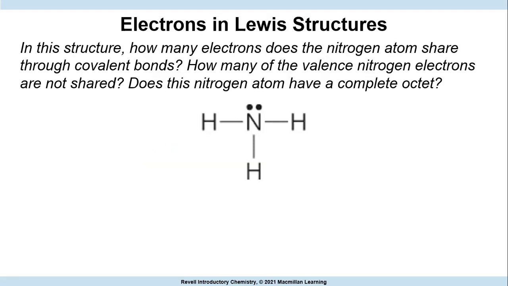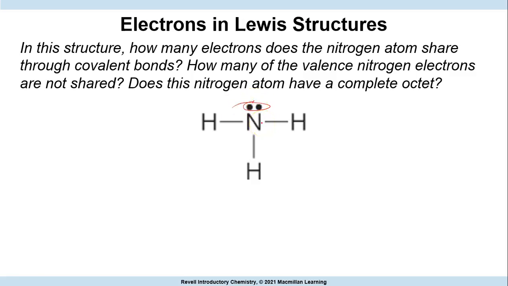Now, let's look at this question. In this structure, how many electrons does the nitrogen atom share through covalent bonds? How many of the valence nitrogen electrons are not shared? And does this nitrogen atom have a complete octet? Now, I want us to focus on the atom and start by stating the number of lone pairs and the number of bonds. So we have 1 lone pair, this is it here, and we have 3 bonds.